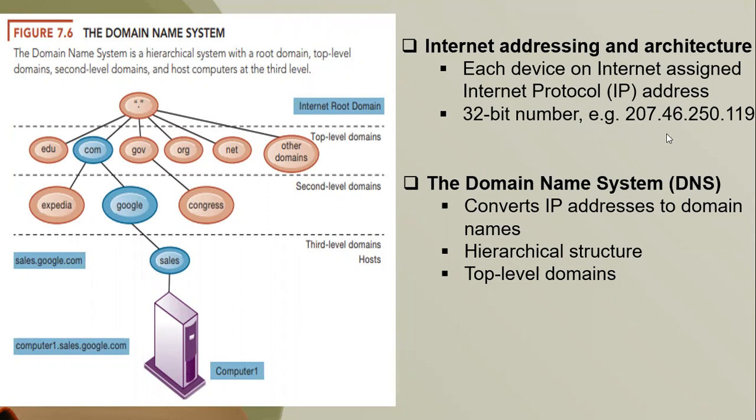Each device's internet address here is a 32-bit number. For example, this is a special number, a string of numbers assigned to the device: 207.46.250.119. This is the Domain Name System, DNS.